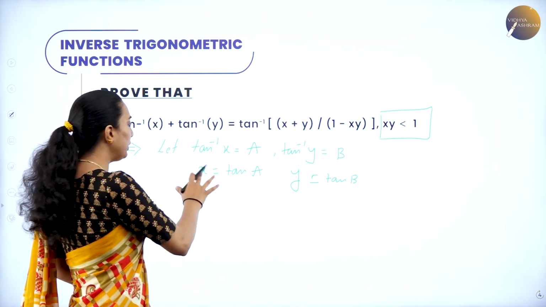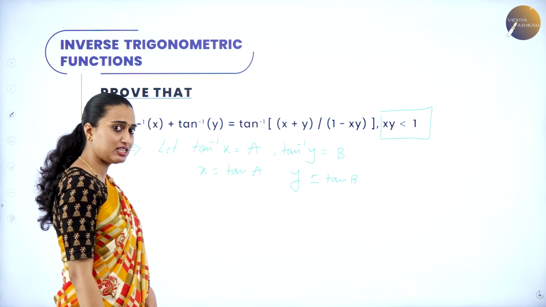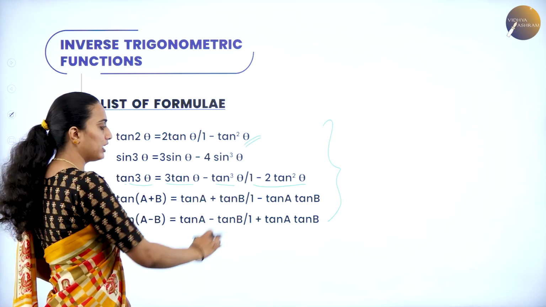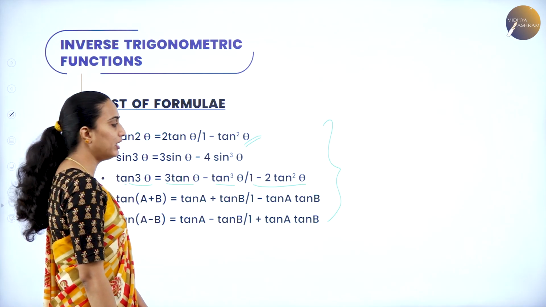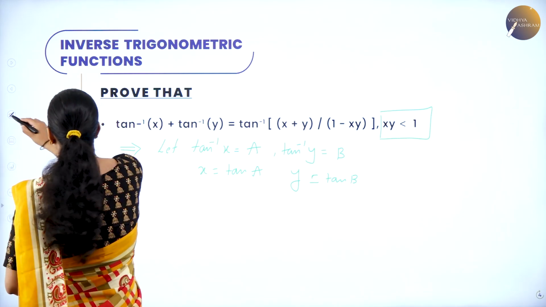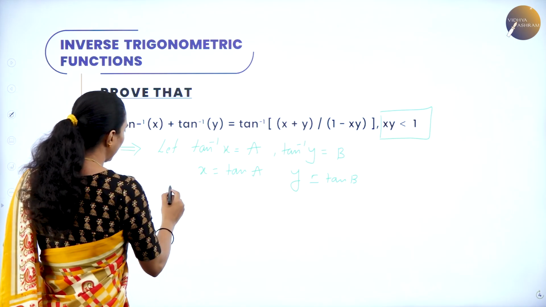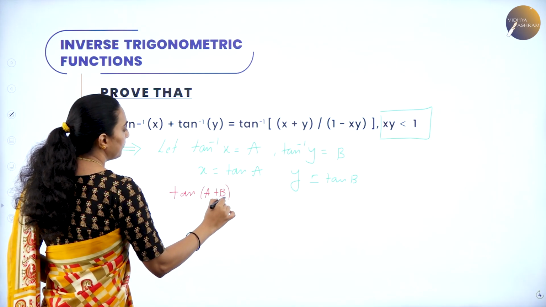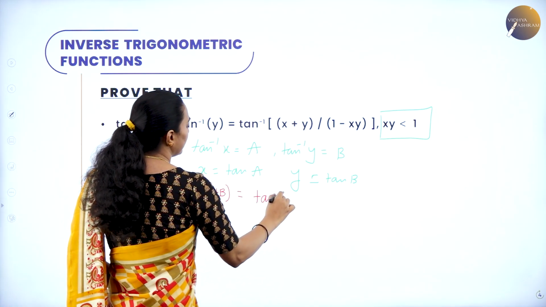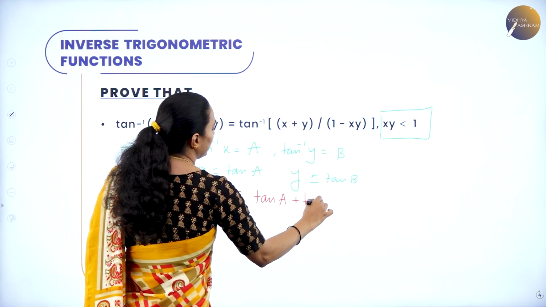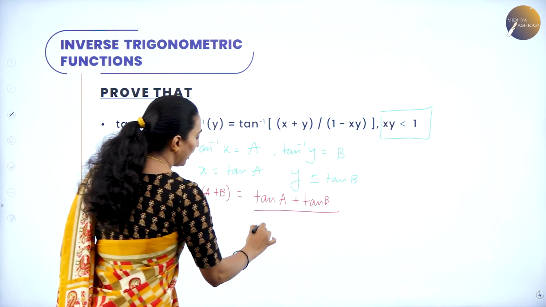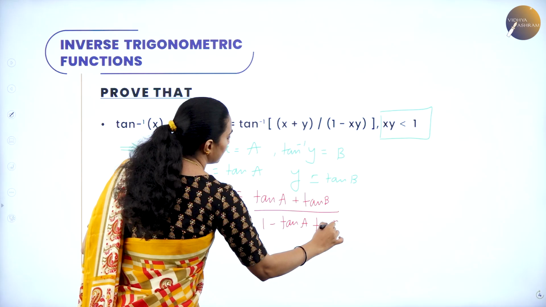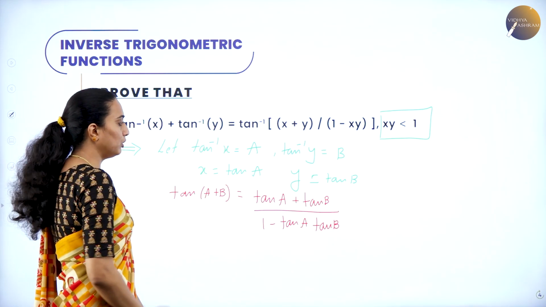Here, what is the tan of a plus b formula? Just now we saw it. Tan of a plus b is tan a plus tan b divided by 1 minus tan a into tan b. Let me take this formula here. I am going to write it in the other ink. Tan of a plus b is equal to tan a plus tan b divided by 1 minus tan a into tan b, isn't it? Now you are going to substitute what is tan a.